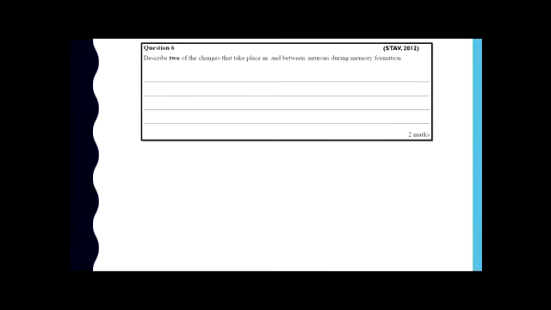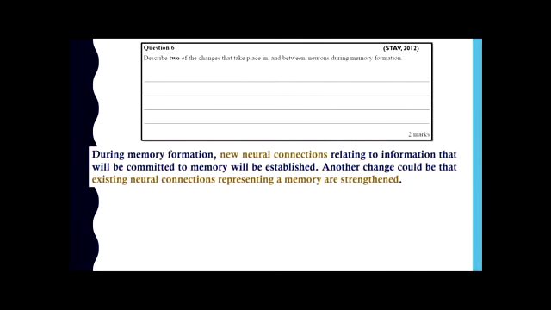this is quite a straightforward question, just making sure you guys know that there are characteristic changes that occur during memory formation. It's worth 2 marks, so we'll just put the question up there. So during memory formation, you've got new neural connections that are established between neurons, which obviously lead to a memory being strengthened. You've also got existing neural connections that become strengthened. So that's a really straightforward answer.